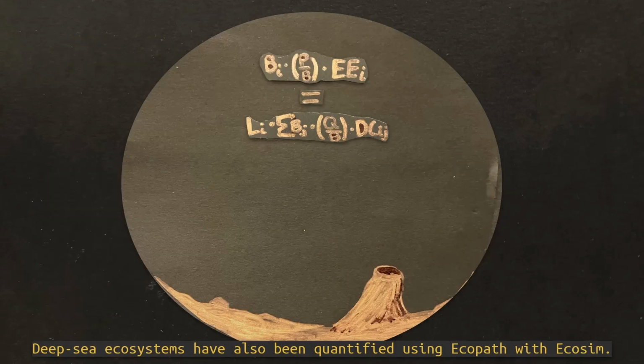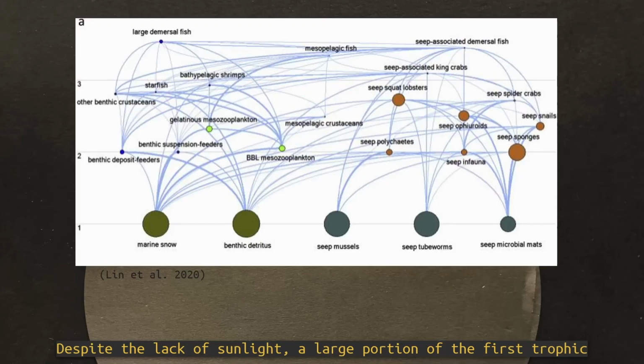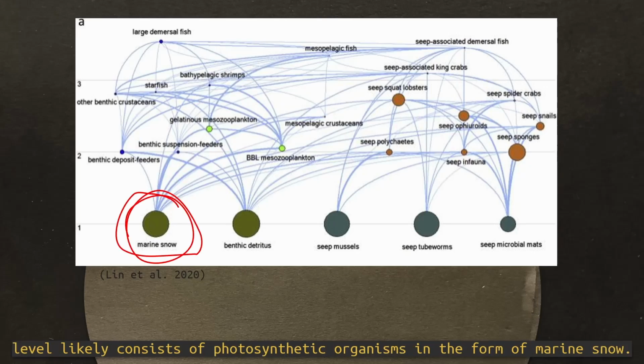Deep-sea ecosystems have also been quantified using Ecopath with EcoSim. One study modeled the trophic dynamics between deep-sea ecosystems with and without methane seeps at 1,000 to 2,000 meters below the South China Sea. Despite the lack of sunlight, a large portion of the first trophic level likely consists of photosynthetic organisms in the form of marine snow.